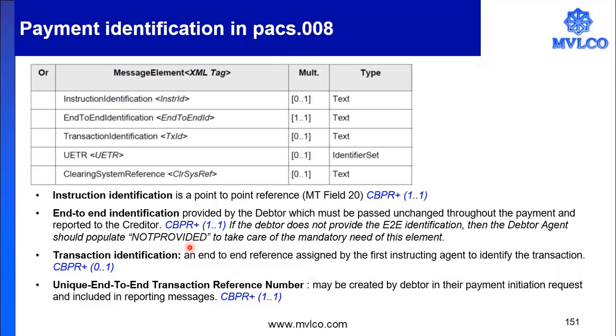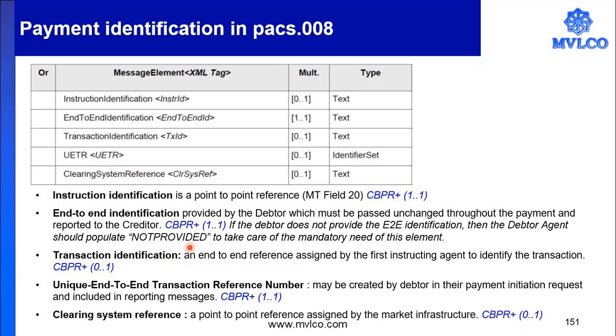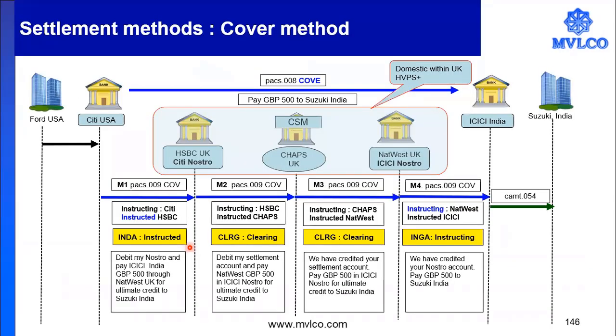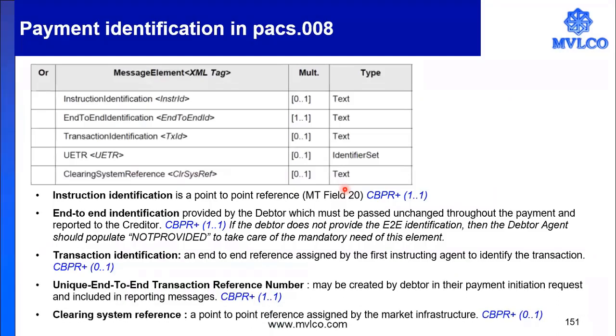In addition to this, when the clearing system processes a transaction, the clearing system may also add its own identifier. It's a point-to-point identifier assigned by the market infrastructure. In my earlier example, there was this CHAPS UK. Let me go there. CHAPS UK processing the transaction. CHAPS UK will add a point-to-point identifier to identify that particular transaction. So these are the identifiers which you have in the PACS 008.